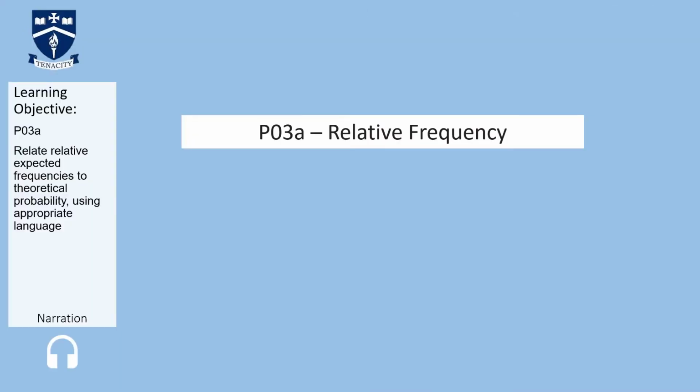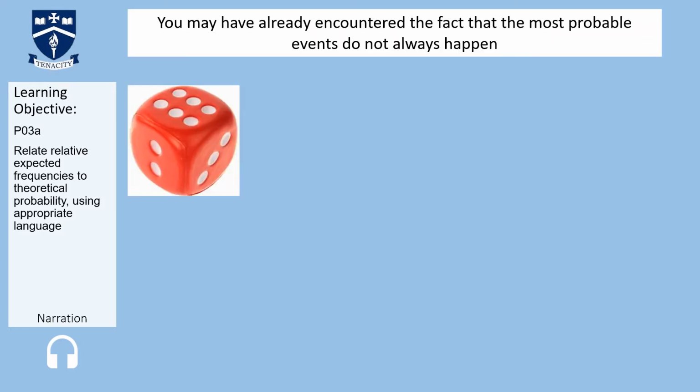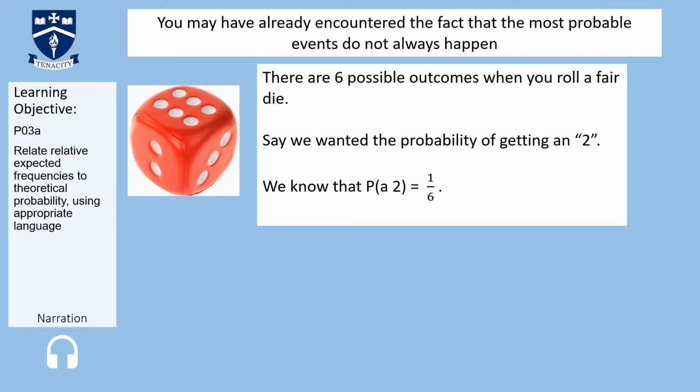So this lesson is all about calculating relative frequency from actual events. We've already talked about how events, just because they're unlikely, doesn't mean that they're impossible to happen. You encounter this in real life every day. Lots of results come out, someone does win, however unlikely that is. Let's take something a bit more familiar.